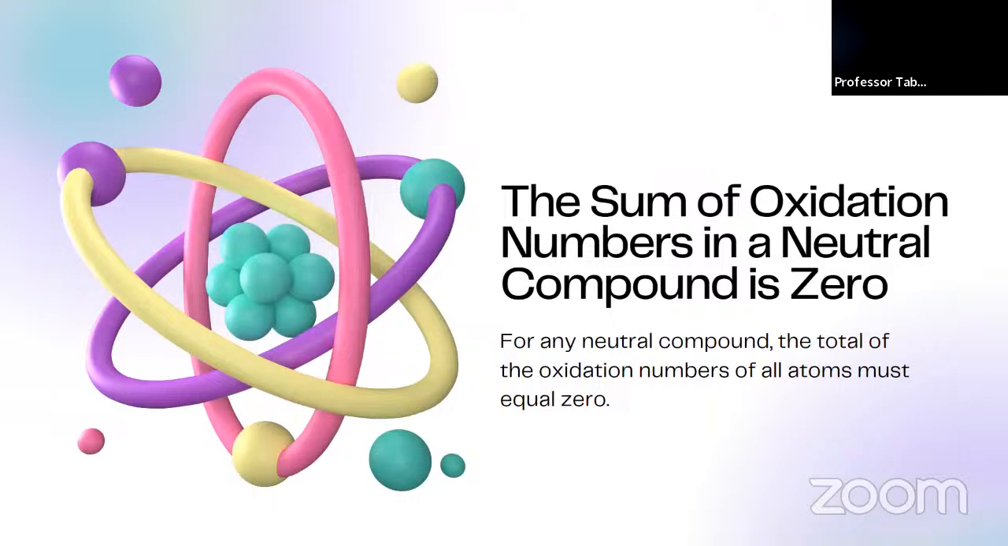Now, when you talk about the sum of oxidation numbers in a neutral compound, it's going to be equal to 0. So if you're writing out a formula, like let's say NaCl, for instance, and you're looking for the oxidation number for one of those elements, whether it's sodium or chlorine, you're going to set that compound equal to 0.